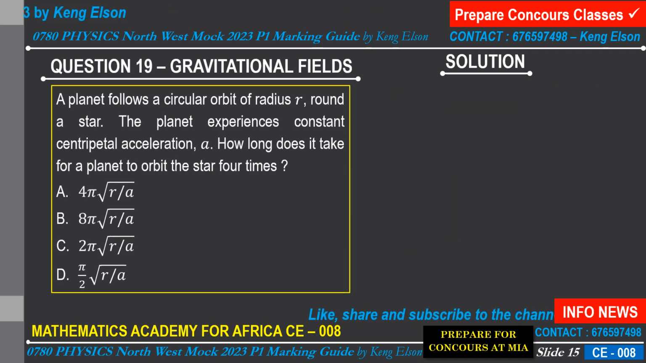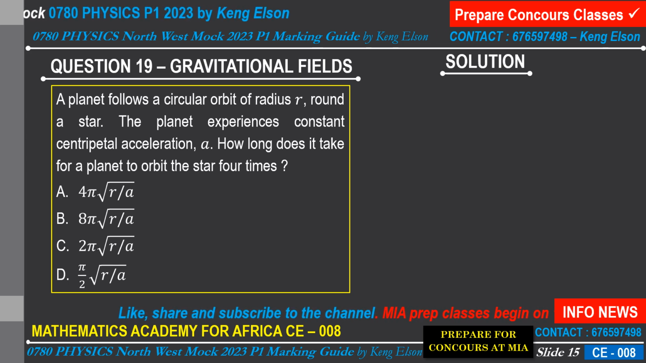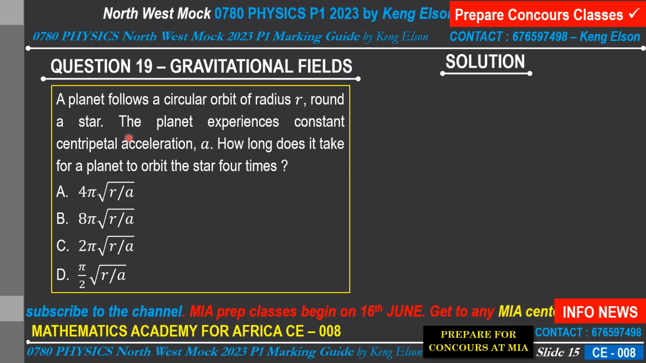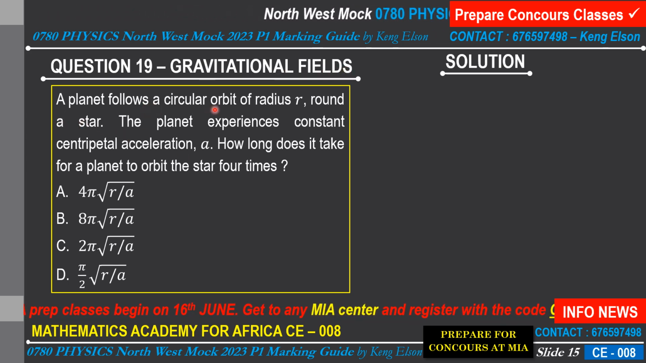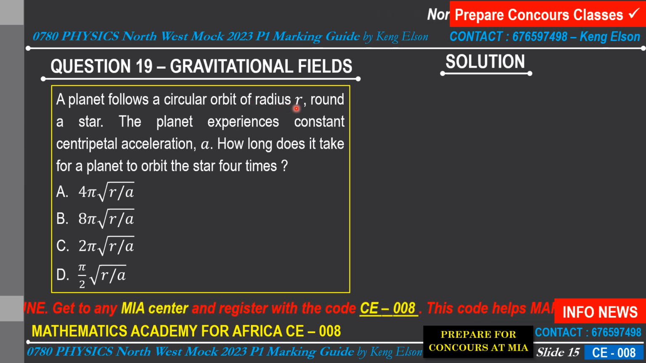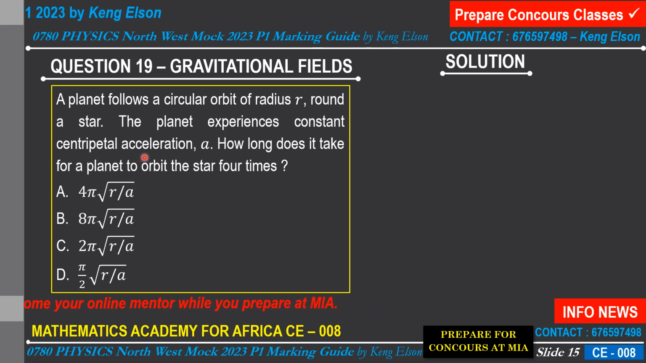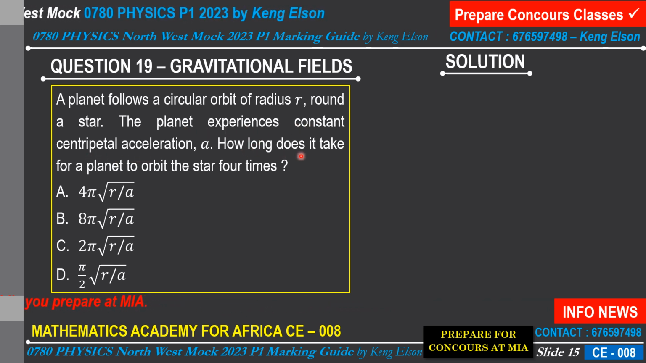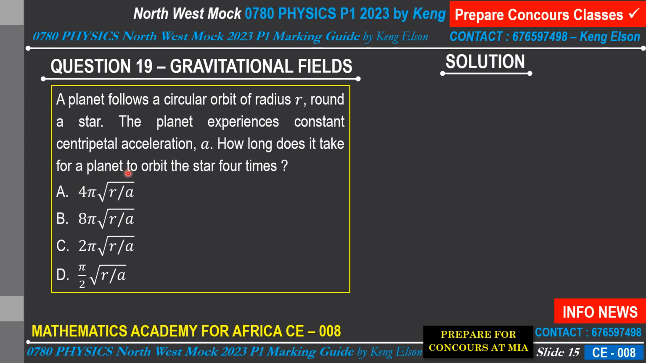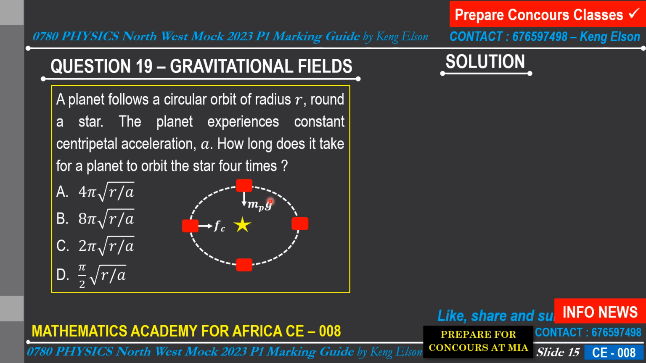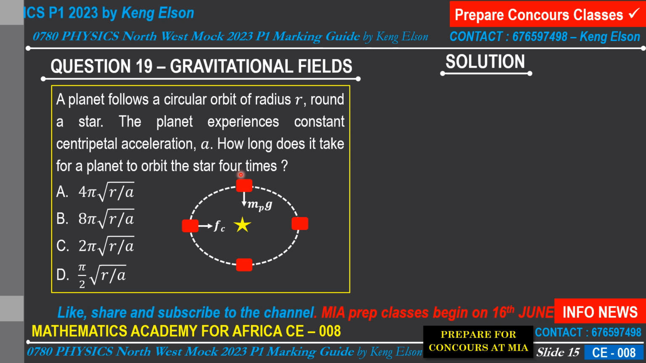Okay, the last but not the least, question 19 on gravitational fields. The question reads: a planet follows a circular orbit of radius r round a star. The planet experiences constant centripetal acceleration A. How long does it take for the planet to orbit the star 4 times? So this is just a simple scenario of what is happening. We have a planet orbiting a particular star in a circular orbit.